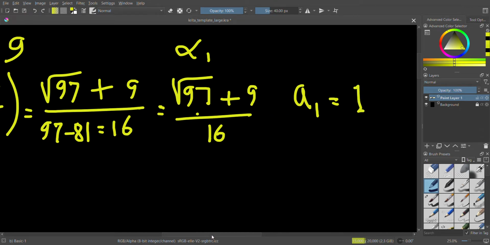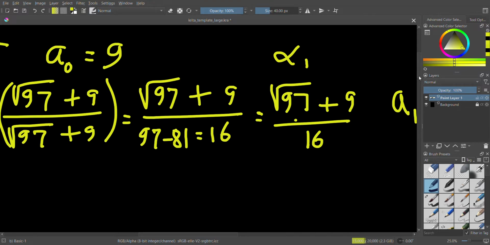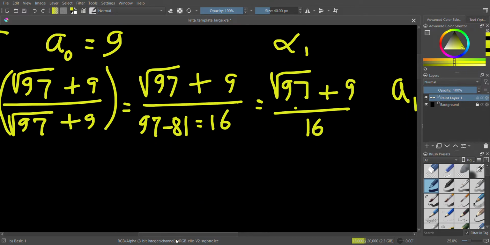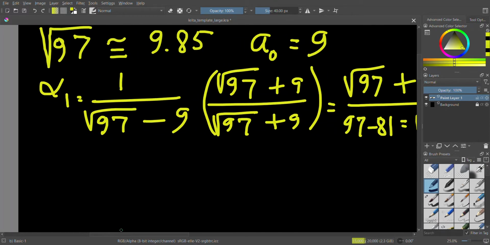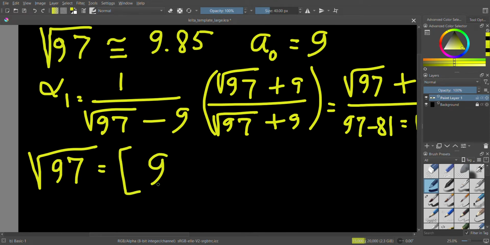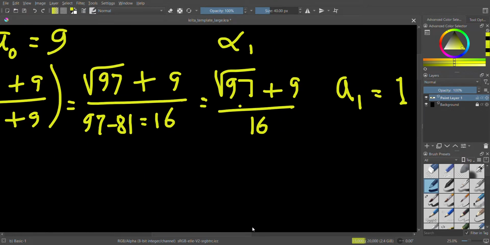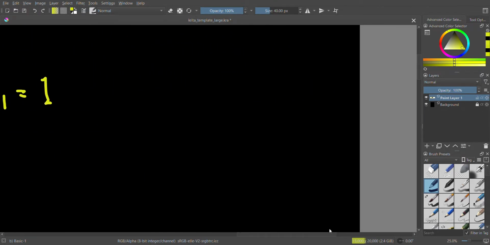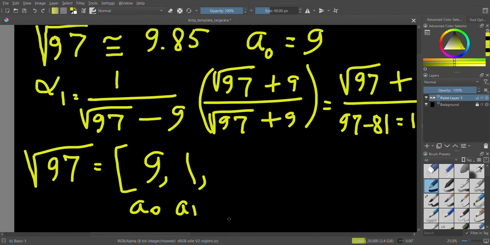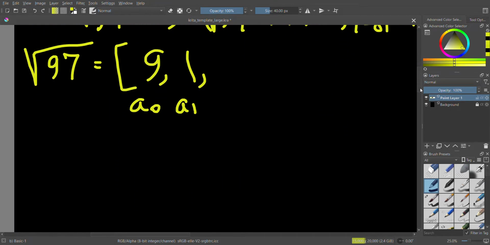Now, I should start writing somewhere what the complete fraction is, and I think I'm going to do it down here. So, square root of 97 is equal to 9, this is your A0, and we just did A1. And I'll just leave this lane open for the entire continued fraction. It's going to get pretty big. It's going to take up the whole screen all the way down. See, we have a little space down there. Perfect. Okay, so now let's do alpha 2.